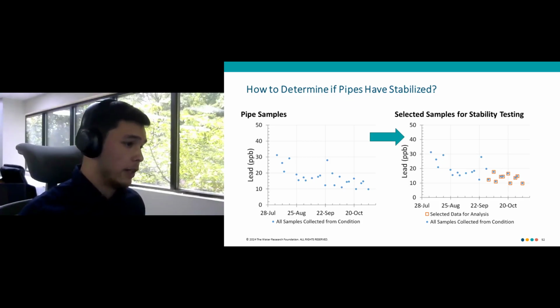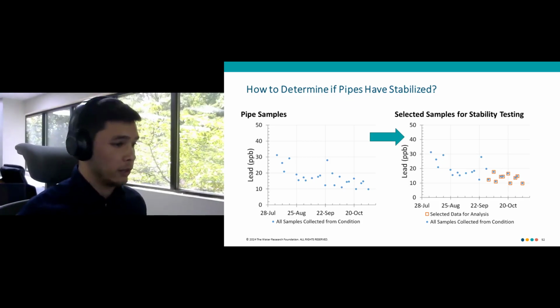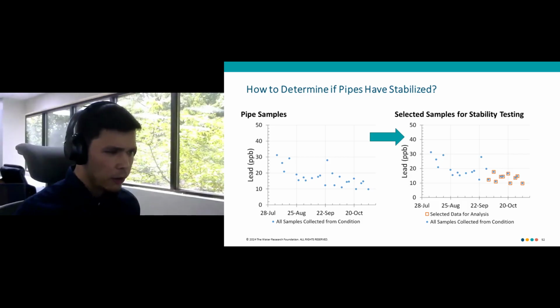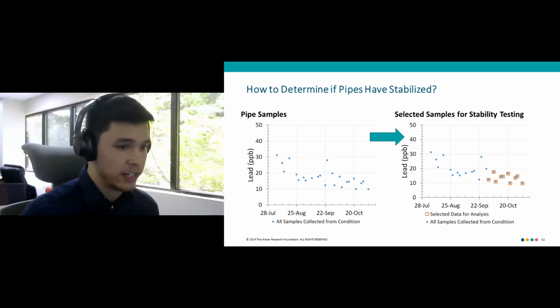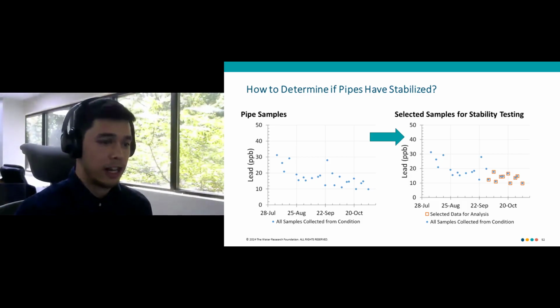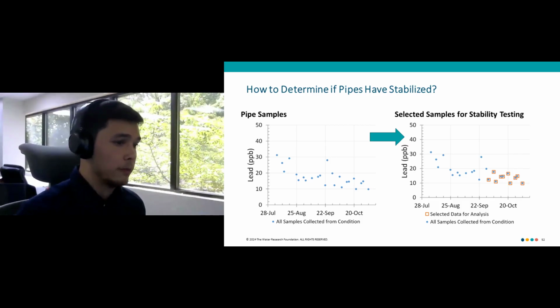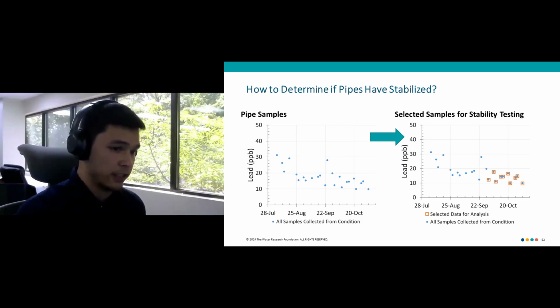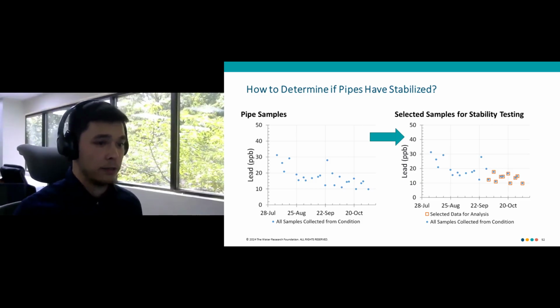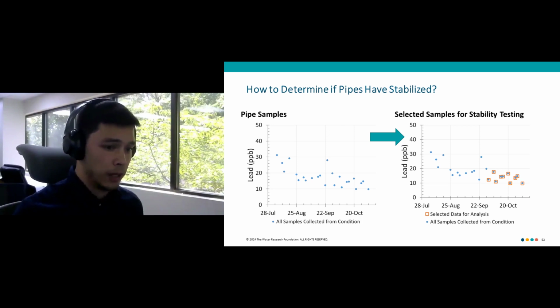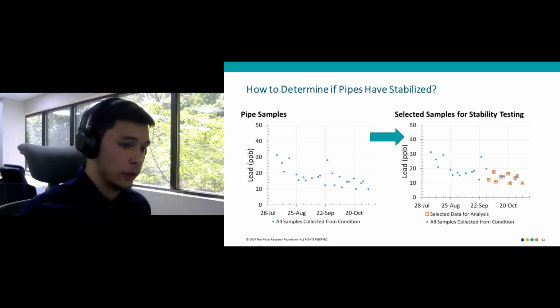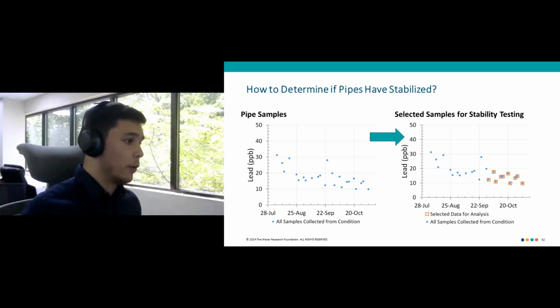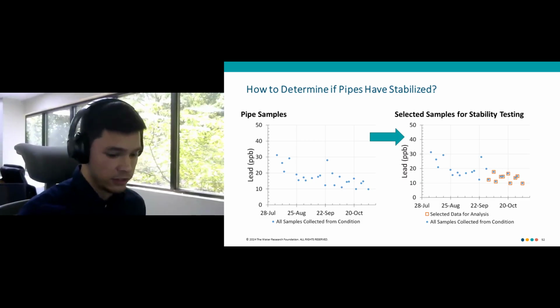I would then look at this graph, and as I'm collecting data, I would grab the most recent set of data points. I would try to aim for around 10 samples minimum. I'd obviously want more to increase power, but let's just say, for instance, that I took the samples here on the right-hand side of the screen, and I thought that this area would indicate that the pipes are stable. I would then go ahead and check that by using statistics.